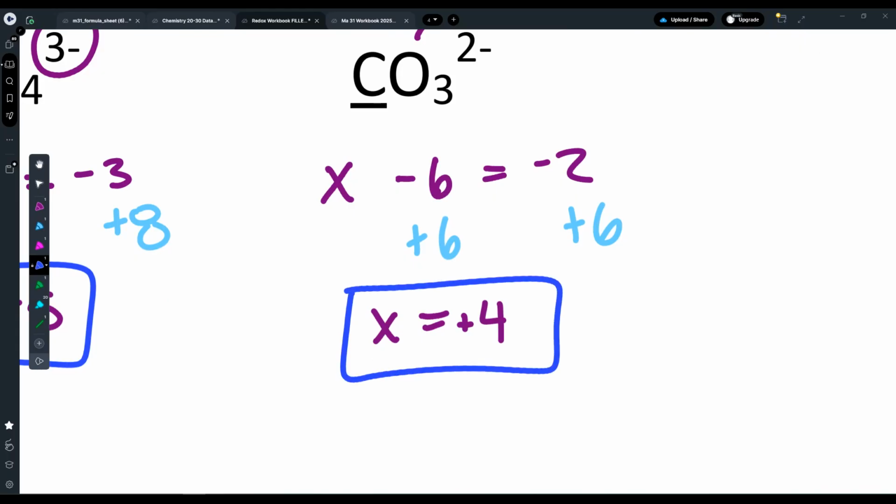So the oxidation number, or the oxidation state, for carbon in this compound is +4.